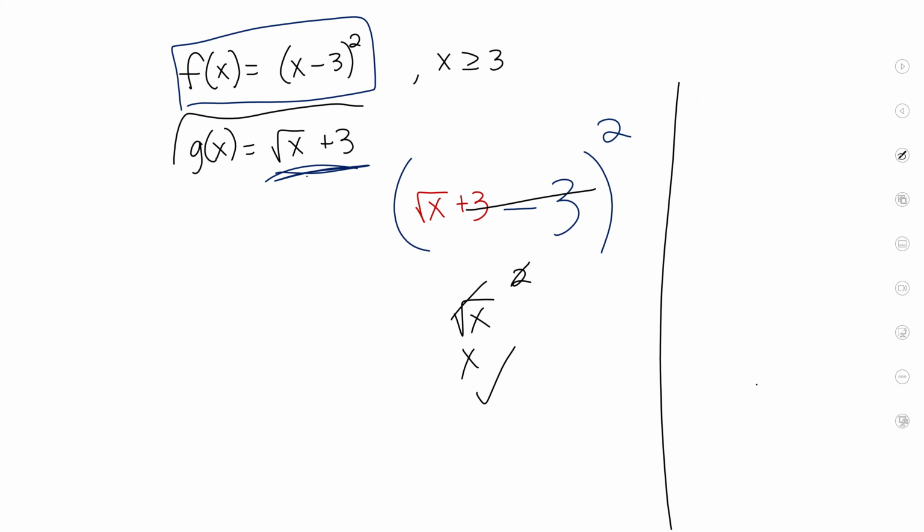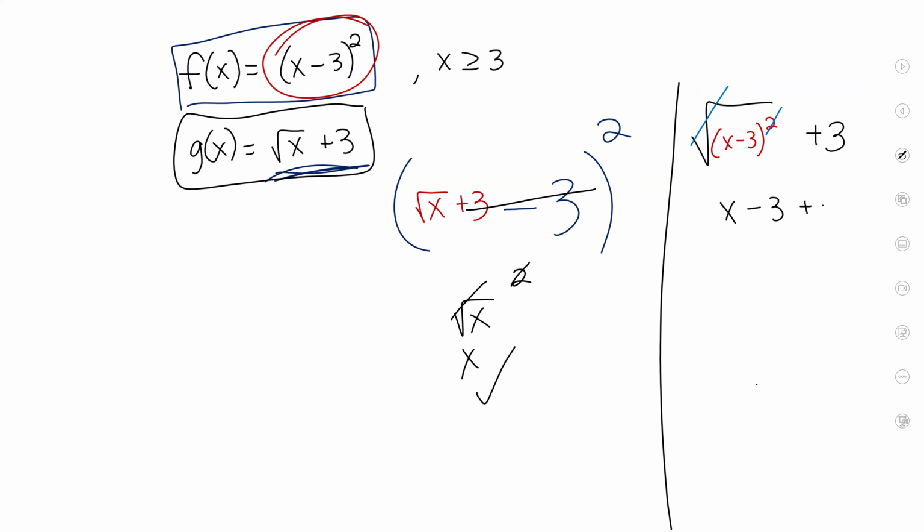Now I'm going to write this one big. And I'm going to put f inside of here. Okay, show me step by step. Square root cancels out with the squared. I am now left with x minus 3 plus 3. Negative 3 plus 3 cancels out. I'm left with x. I was left with x both times. That means f and g are inverses. If you got anything else other than a single x, then they're not inverses. And that's the end of the lesson.